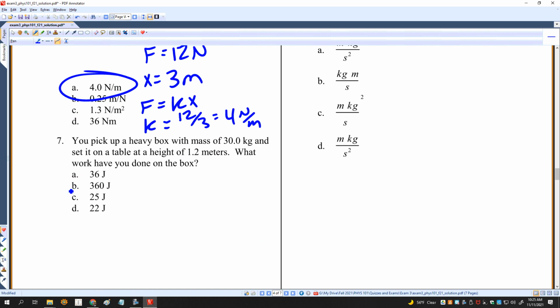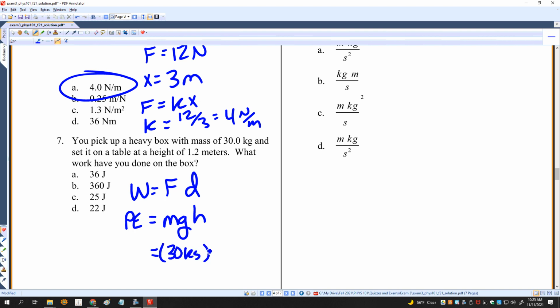A. You pick up a heavy box with a mass of 30 kilograms, set it on a table 1.2 meters high. What work have you done? Well, the work is equal to force times distance. The force that I exert is m times g, and the distance that I cover is h. By the way, this is also our expression for potential energy. So that's 30 kilograms times g times 1.2. And that is going to be 360 joules. So B.